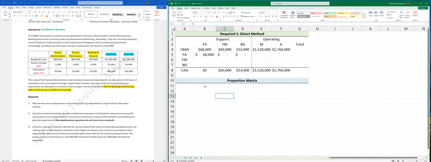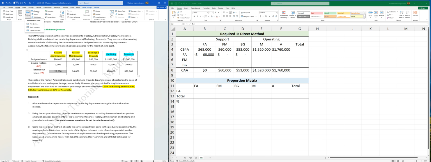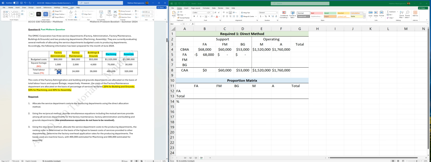Okay, so now let's keep getting into this. For our proportion matrix, let's put FA, and drag across here. Now let's get to allocating. First off, factory admin allocates based on labor hours, so let's put total, and then percentage. How much does factory admin allocate to themselves? We see here it allocates 28,000 labor hours to themselves. Do you care about this? No self allocations, please.